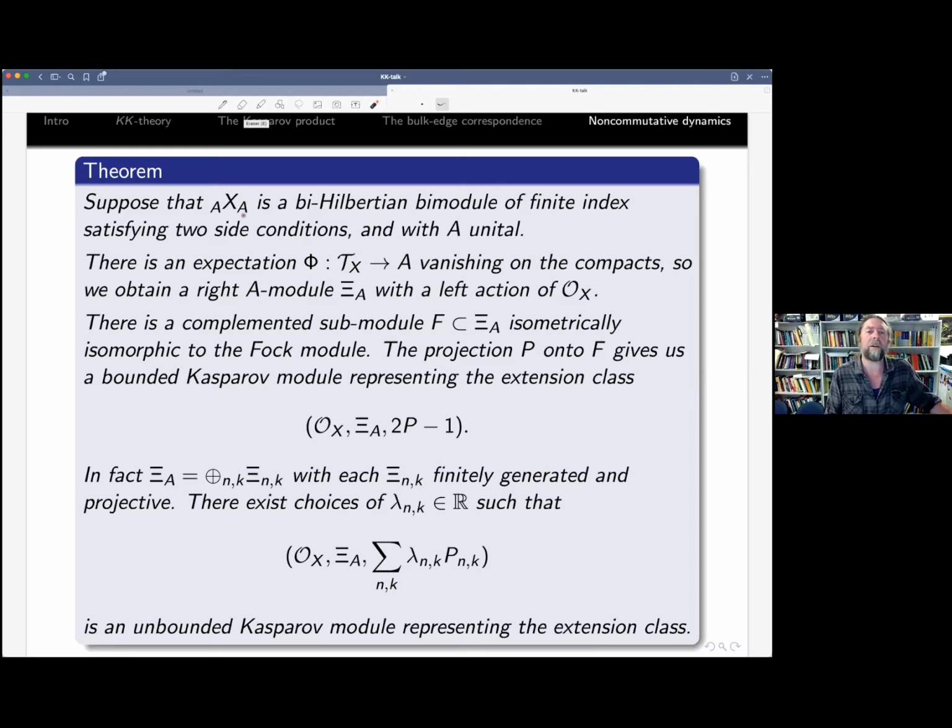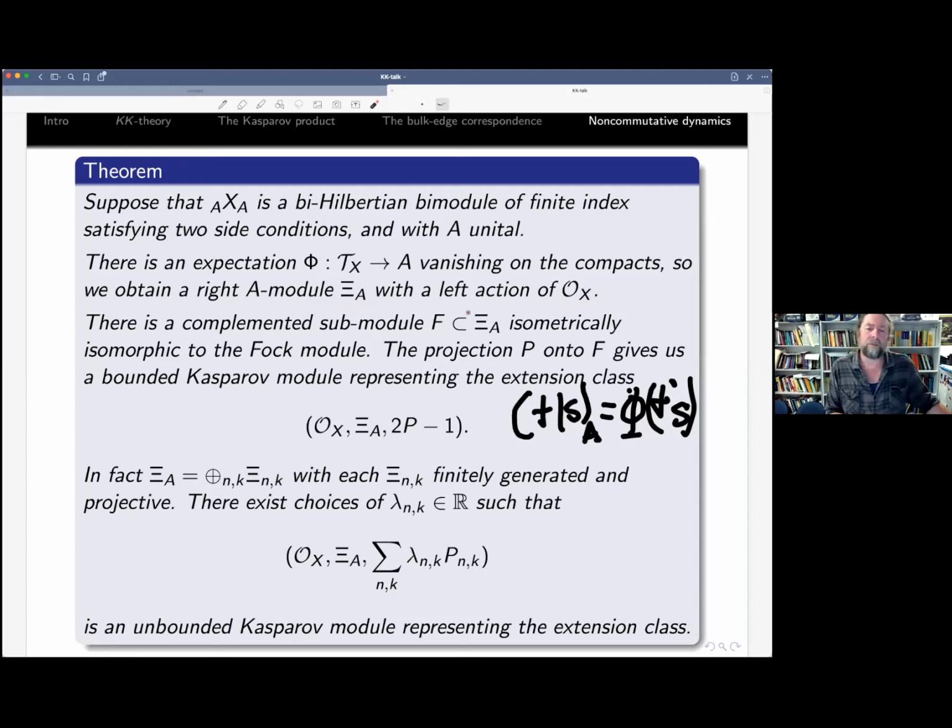I'll use a pen. So if I've got two elements S and T of my Toeplitz algebra, what I'm going to do is define this to be phi of T star S. Right, okay. So that gives me an inner product. It's got lots of zero vectors because it vanishes on the compacts. So when you quotient out all those zero vectors and complete, you end up with a right A module, xi, with a left action of the Cuntz-Pimsner algebra.